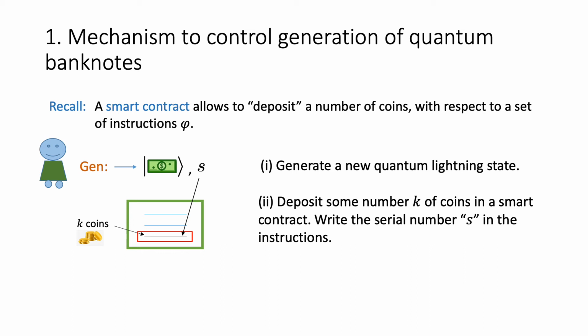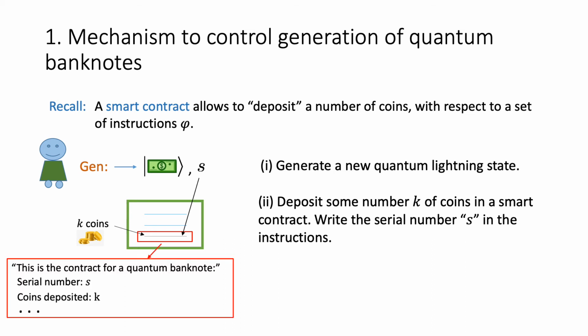So the smart contract for this banknote will look something like this. It will say something like, this is a contract for a quantum banknote, the serial number is S, and there are K coins deposited. Now there might be some other instructions as well, as we'll see soon, okay? But we'll refer to such a smart contract with this structure as a quantum banknote contract.